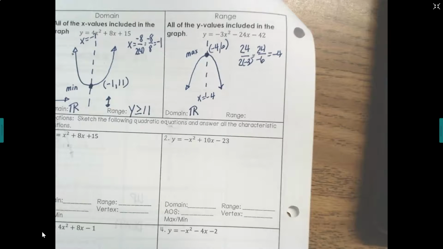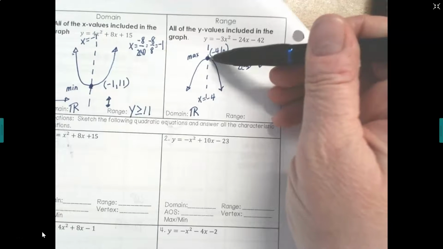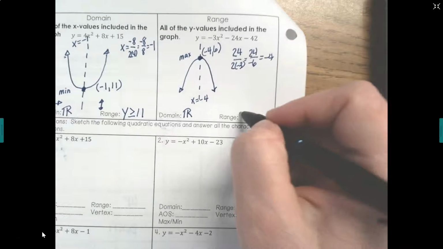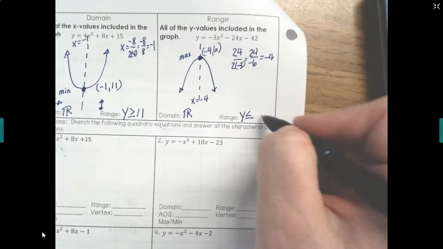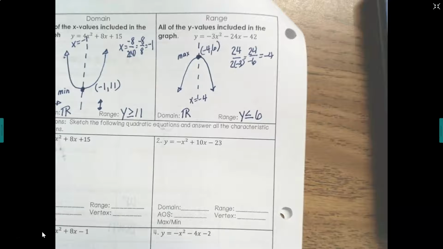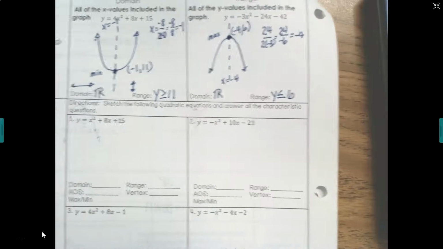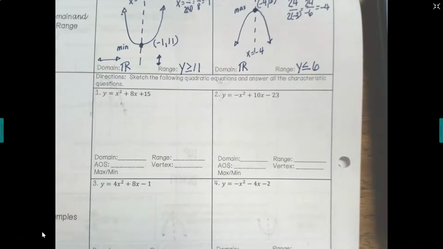Okay, now your range. Here's your vertex. Your entire graph is below the vertex. So all the y values in the graph are going to be less than the y value of the vertex. So y's are less than or equal to 6.